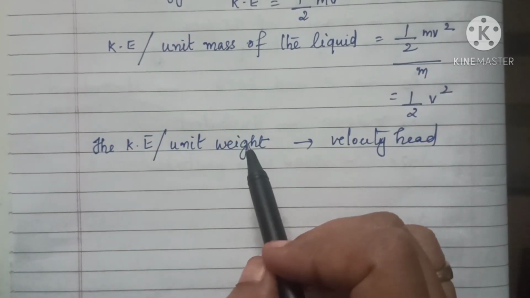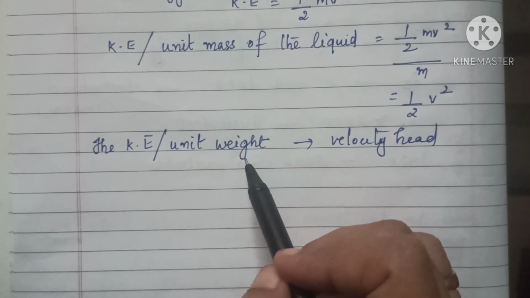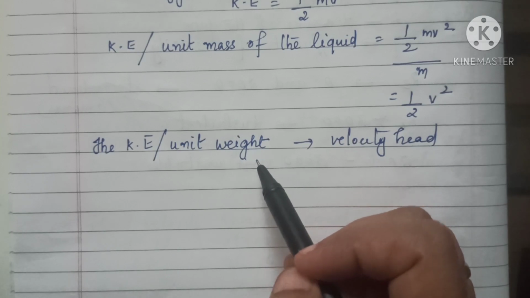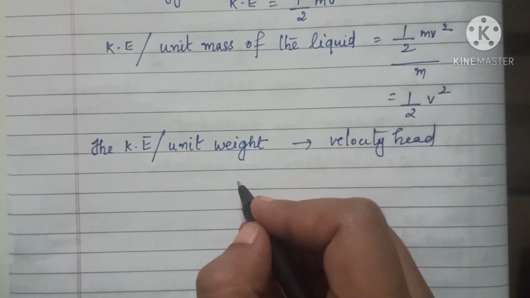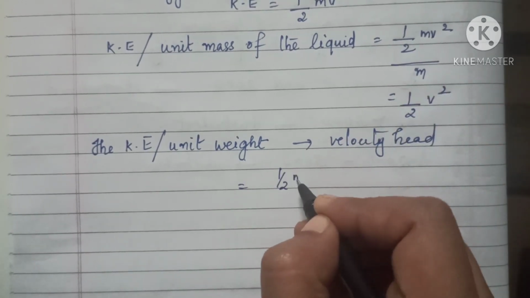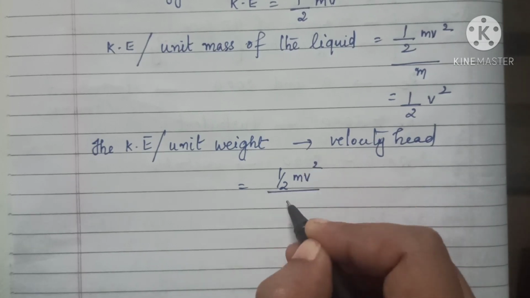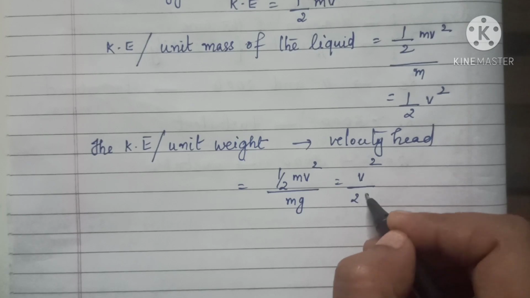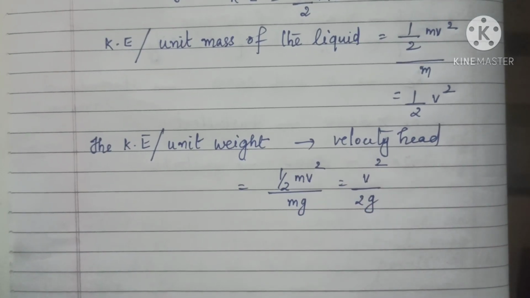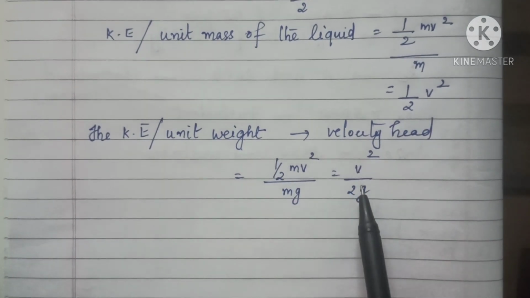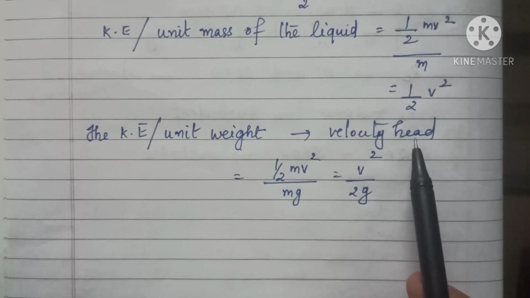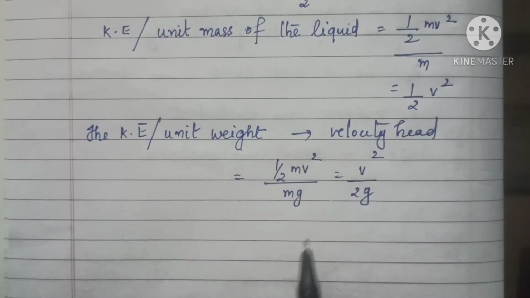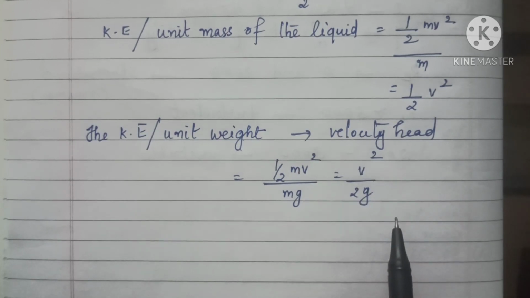These two are entirely different. This is mass and this is weight. So weight you have studied, the expression is mg. So how will this expression change? Half mv squared divided by mg, which is v squared by 2g. So this is the expression for velocity head. How will you define velocity head? The kinetic energy per unit weight of the liquid. So v squared by 2g.